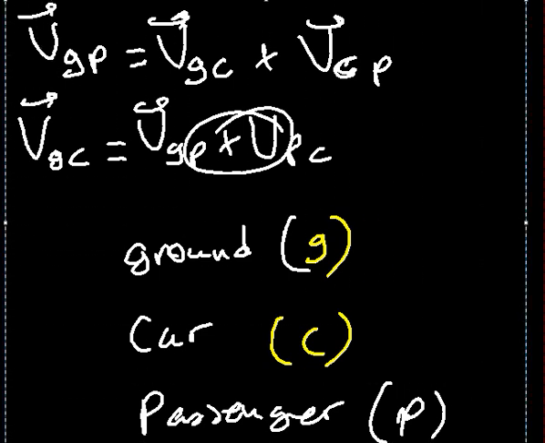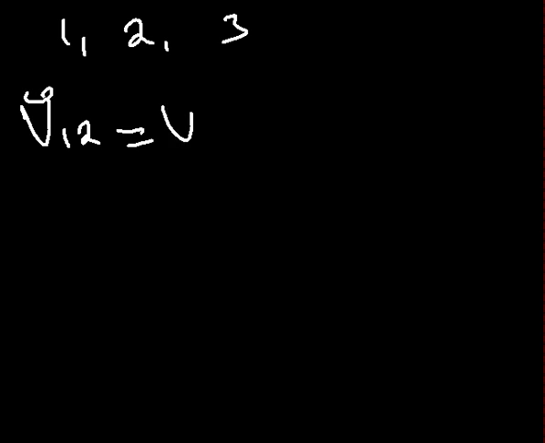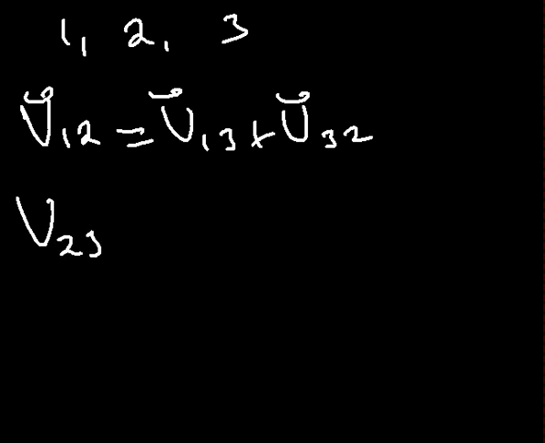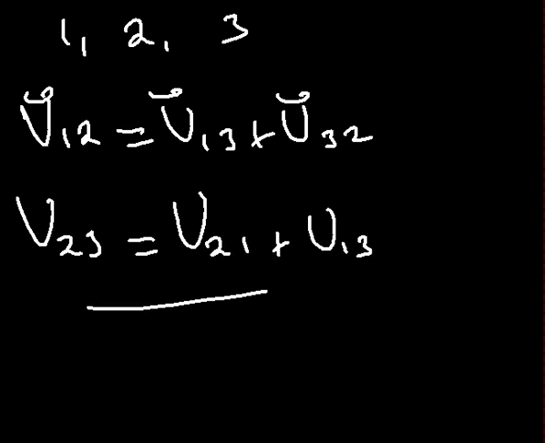Let's say we have three frames of reference: 1, 2, 3. Now what is V12 if that is the case? V12 will be given as V13 plus V32. And how about V23? V23 will be given as V21 plus V13.